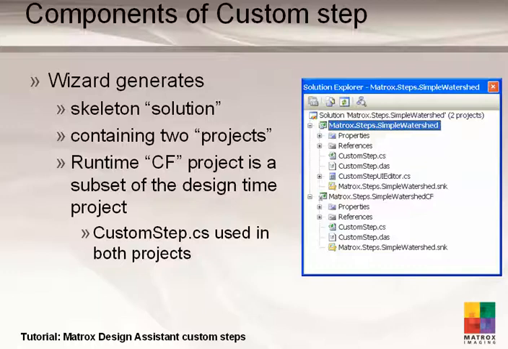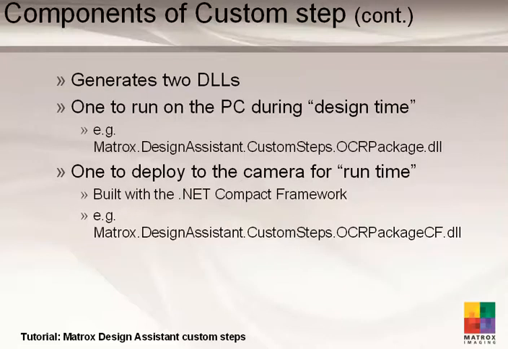The standard steps contain the main code in CustomStep.cs, and the design time portion also includes the user interface code for the configuration panes so that you can set up multiple parameters at once. The runtime version in the camera doesn't need a user interface file. The ultimate output of the custom step is two DLLs. The one with the CF, or Compact Framework extension, will reside on the camera.